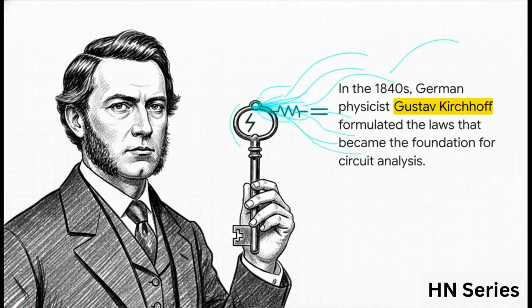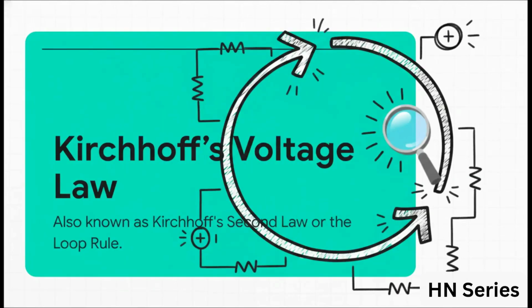And the key came from a German physicist named Gustav Kirchhoff. He came up with a couple of laws that literally became the foundation for all modern circuit analysis. Today, we're zeroing in on his second law. Officially, it's called Kirchhoff's voltage law, or KVL for short. But you'll also hear it called the loop rule. And honestly, that's my favorite name for it, because you're about to see just how perfectly it fits.